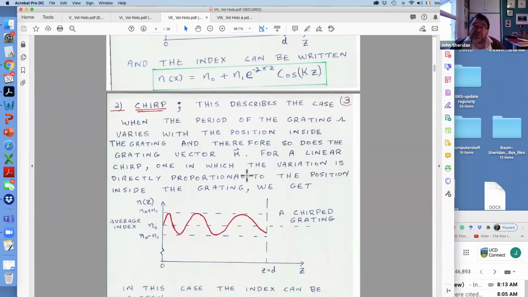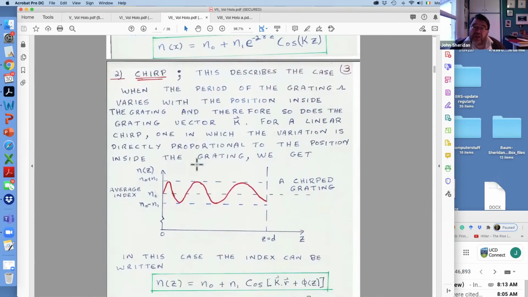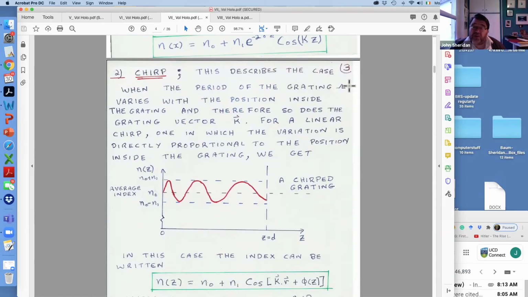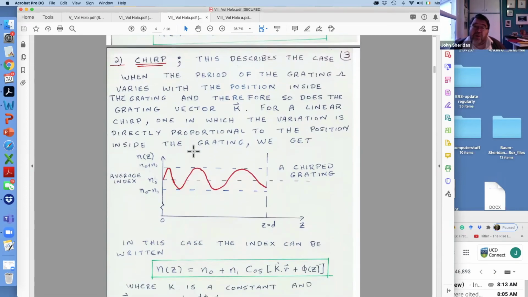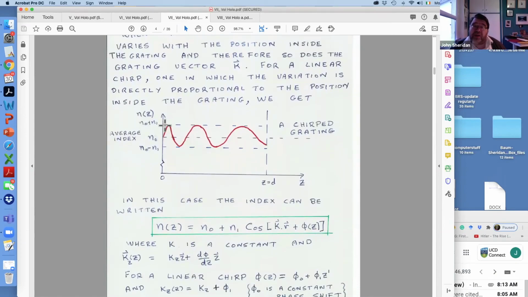Chirp. This describes the case when the period of the grating varies with position inside the grating, and therefore so does the grating vector, because the grating vector is 2 pi over the period. So if the period varies, the grating vector varies. For a linear chirp, one in which the variation is directly proportional to the position inside the grating, we get something which looks like this. So again, we have linear proportionality, and as we go in Z, the period gets bigger. We have a constant modulation. Here's the refractive index. We've got an average value, a maximum, a minimum, this oscillation, but the period has varied.